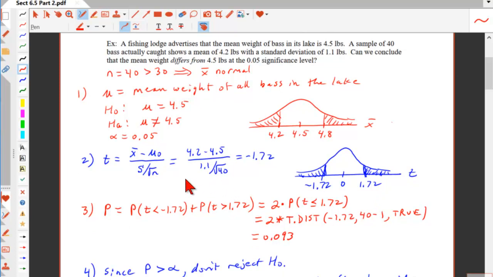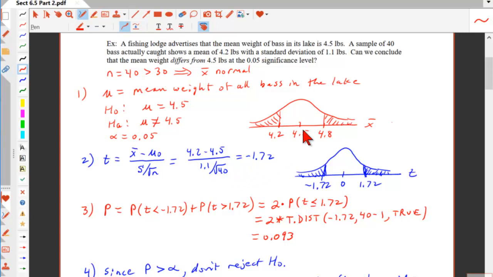First, let's convert to a t variable so that we can use an Excel command. So I take the sample mean, subtract mu0, which is just referring to the number that's being compared with in the hypotheses. And then this is the standard deviation of x-bar, s divided by square root of n. So I plug in the numbers, 4.2 minus 4.5 and 1.1 over square root of 40. And I get that t is negative 1.72.